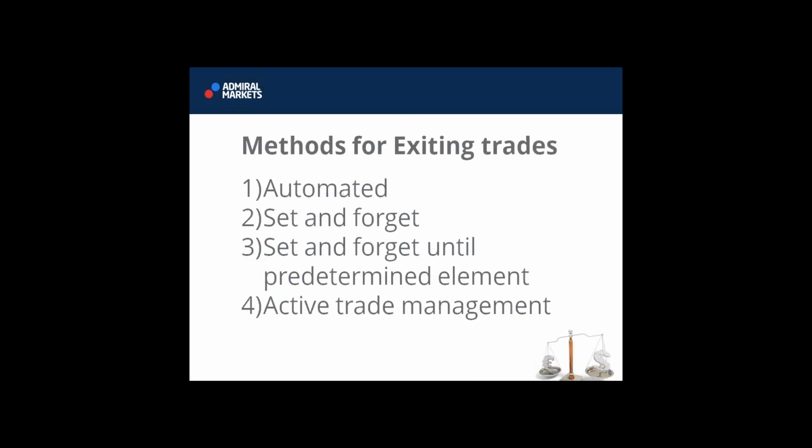So looking at the Tenkan lines, for instance, the angle, if there is an angle, could help as well. So, methods for exiting trades: we have automated, set and forget until a predetermined element, and then active trade management. The most, let's say, precise is point 4 because it allows a trader to be actively analyzing each and every new set of information. By doing that, we can allow a lot of flexibility and basically find one of the best exits probably possible.